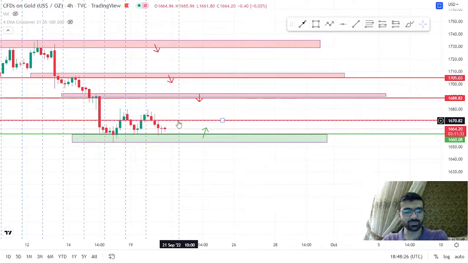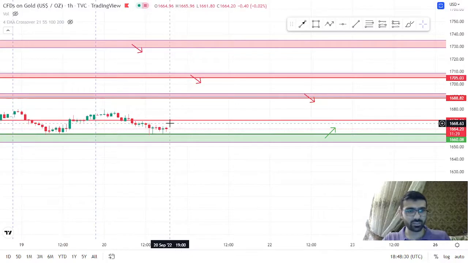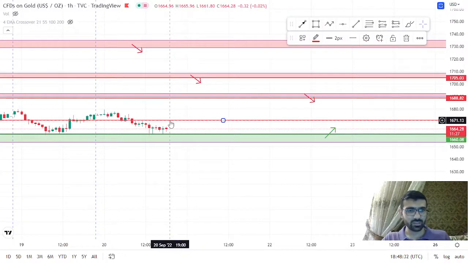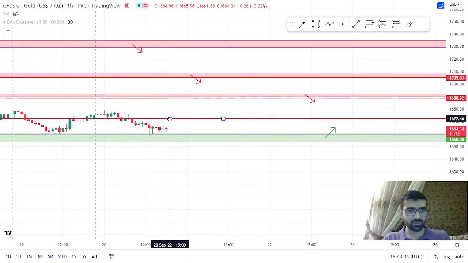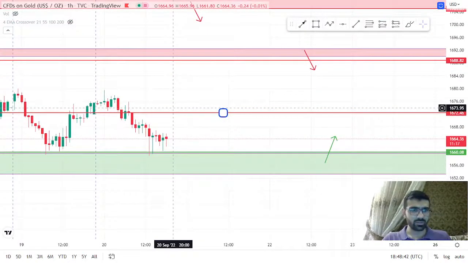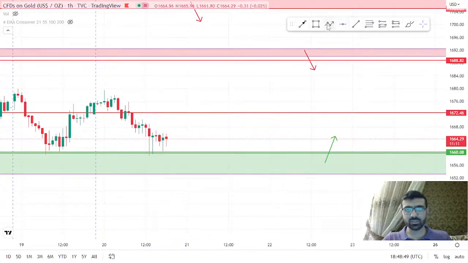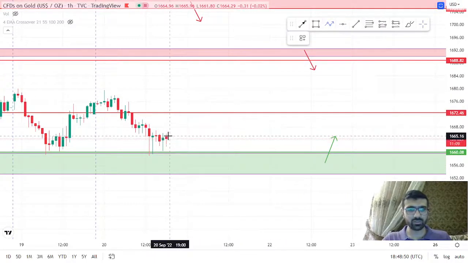Okay, let me open the 1 hour chart. Yes, so now it will go up a little. Okay, something like this. Okay, so now let me give you guys the scenarios for trading.